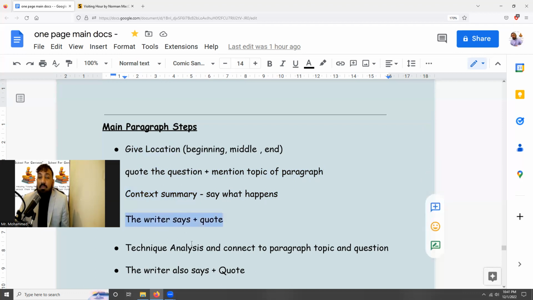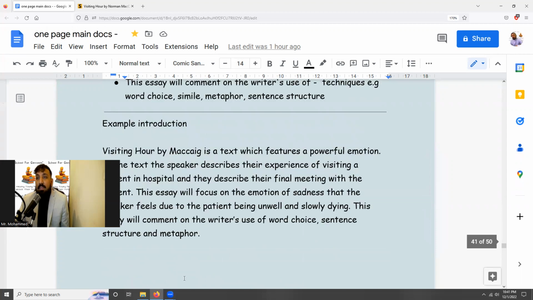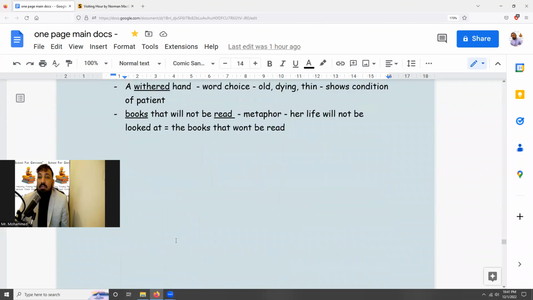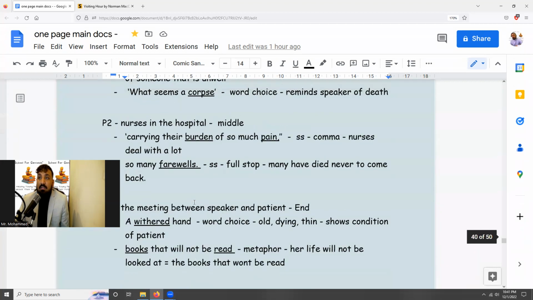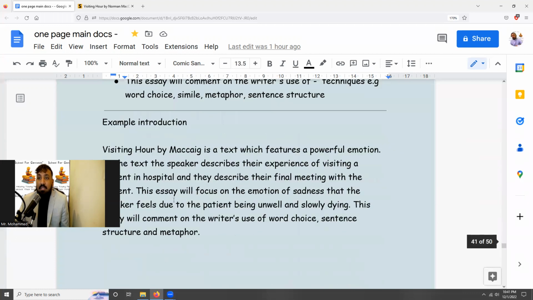Now we're ready for the quote, okay, and we set the quote up just by saying the writer says. We say the writer says, and again we go back to our plan and we take our first quote, green and yellow corridors. The writer says green and yellow corridors. And then we go ahead and we analyze based on our technique. Again, in our plan, that was word choice. Remember here? Word choice. Look, everything's from the plan.